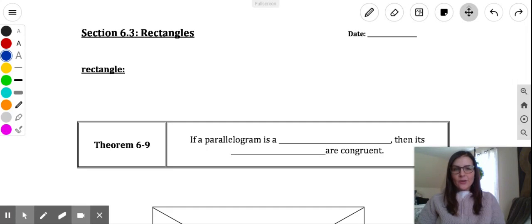Hi guys, so this next lesson is about rectangles. Rectangles are a type of parallelogram, so they have all the same properties of a parallelogram, the ones that we learned last time, but there are two more that we're going to add on that are only true about rectangles.